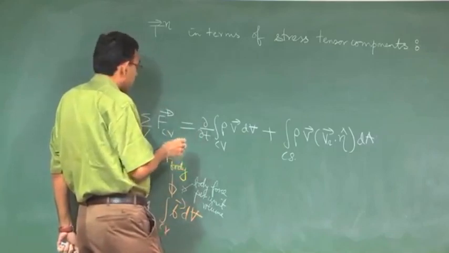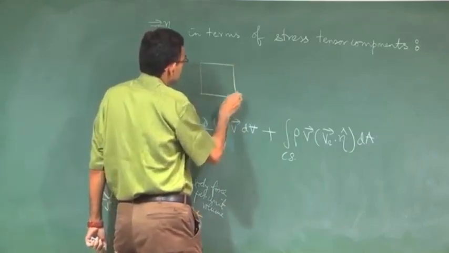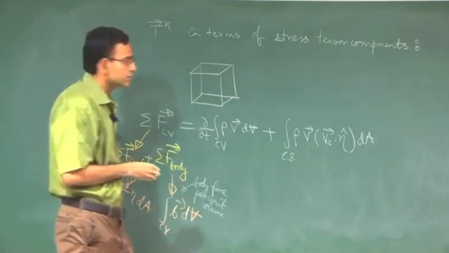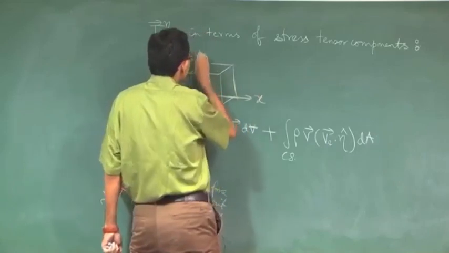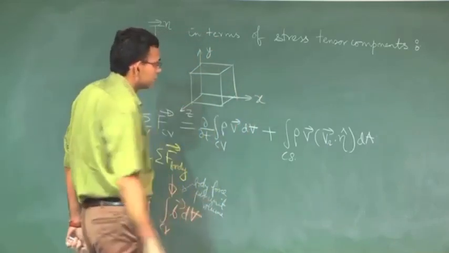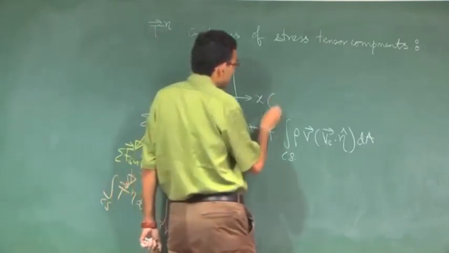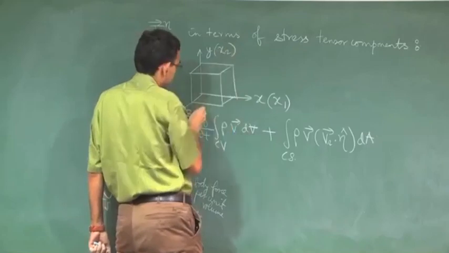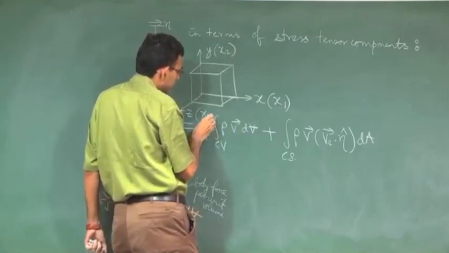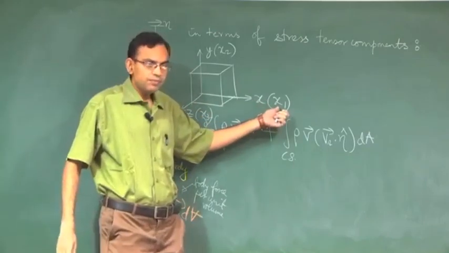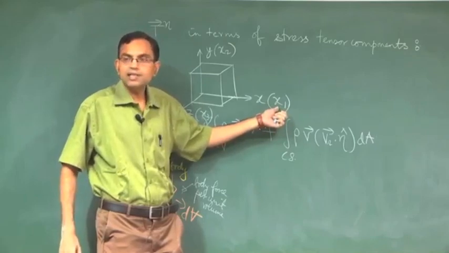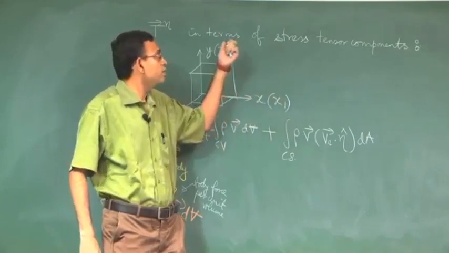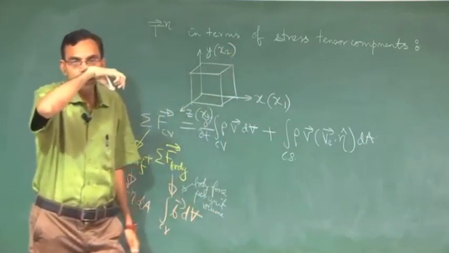So let us say that we have a surface like this or a volume like this with 6 faces. This we call x, y and z, with the corresponding names as follows, alternative names. This alternative name is motivated by a notation called index notation, where we can simply give that index i, i equal to 1 will mean x axis, i equal to 2 means y axis, and i equal to 3 means z axis.